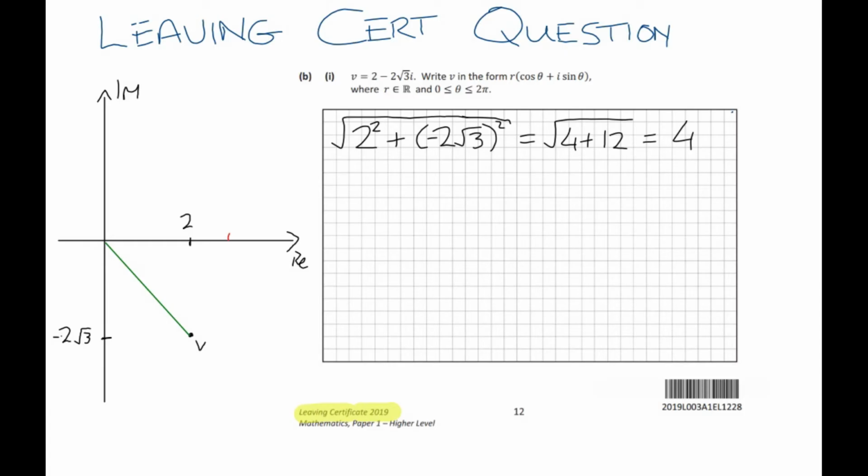Now the angle. So here's really the important part, right? So what is the angle? You might remember from previous videos that the angle is made with the positive real axis, and we must go in this anti-clockwise direction, otherwise we're going negative. So we'll go from here, all the way around to here. So this is actually the angle we want.